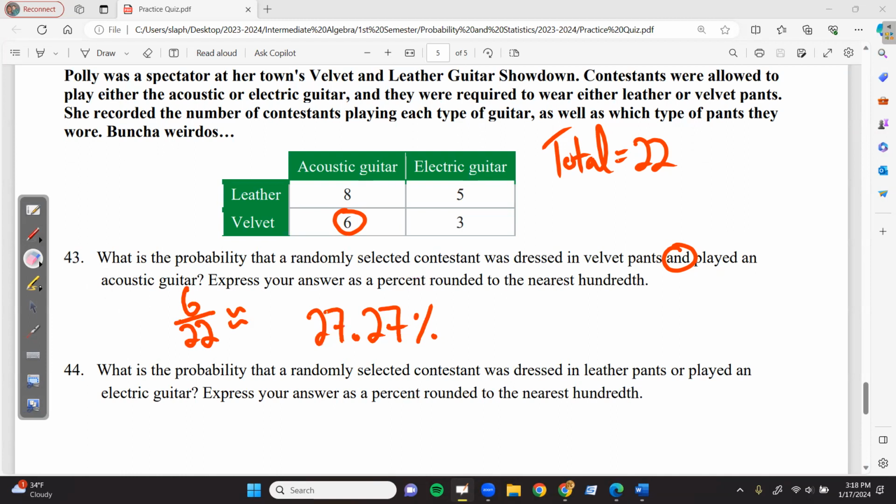Question number 44 says, what is the probability that a person was dressed in leather pants or played an electric guitar? And if you still are not on the, I know how to do that bandwagon, let me try again.